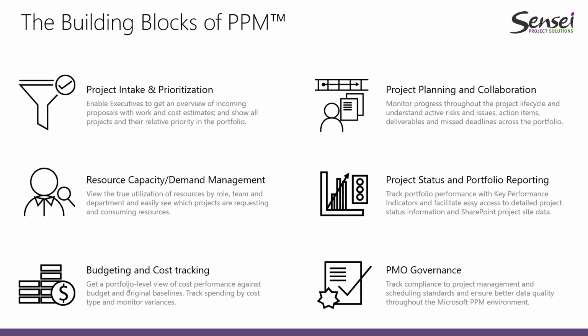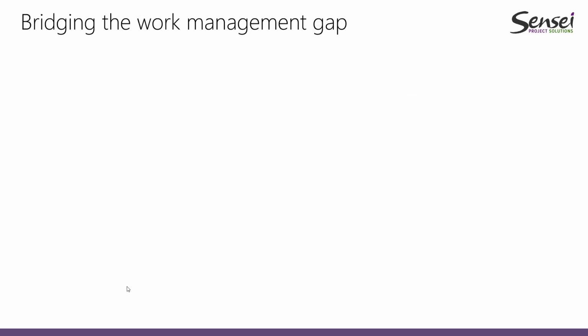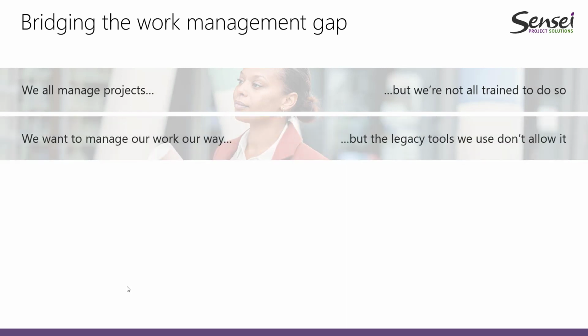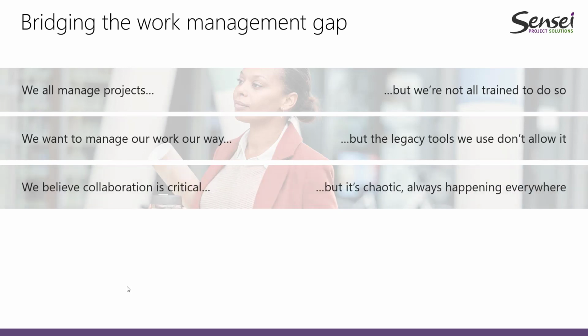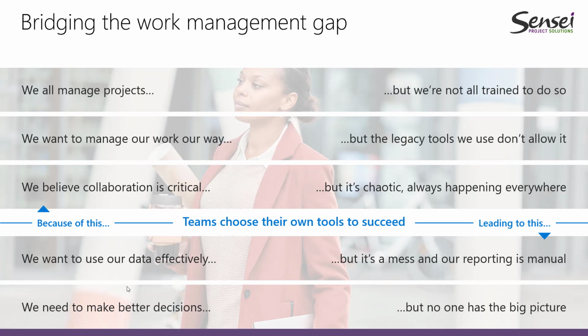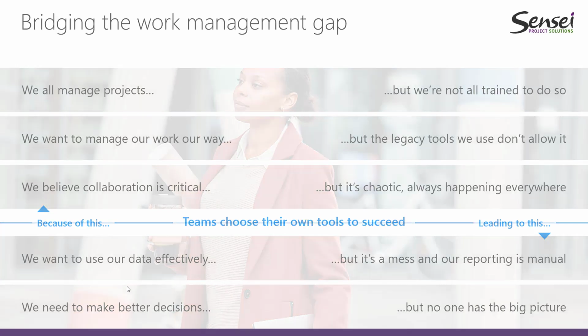Microsoft, like the rest of us, realized that a lot has changed in project management since 1984, in particular in recent years. More and more people manage projects even if they're not trained to do so. Everyone wants to work their own way, but many of our tools are not flexible enough. Collaboration is obviously critical, but it happens in many different places, which can be chaotic at times. We want to use our data effectively, but since it's in many different systems and locations, it's difficult to pull it all together, and reporting therefore is manual. We need to make better decisions, but no one has the big picture.